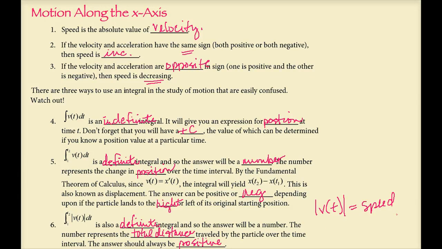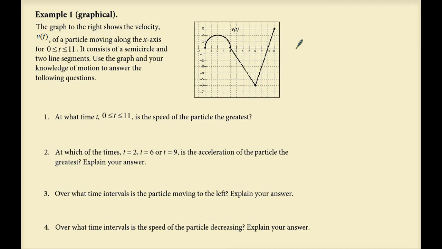This is a velocity graph of a particle moving along the x-axis for 0 less than or equal to t less than or equal to 11. It consists of a semicircle and 2 line segments. Use the graph and your knowledge of motion to answer the following questions. At what time t, in the interval from 0 to 11, is the speed of the particle the greatest? Well, there's a simple way to answer this question. Let's convert this velocity graph to a speed graph.